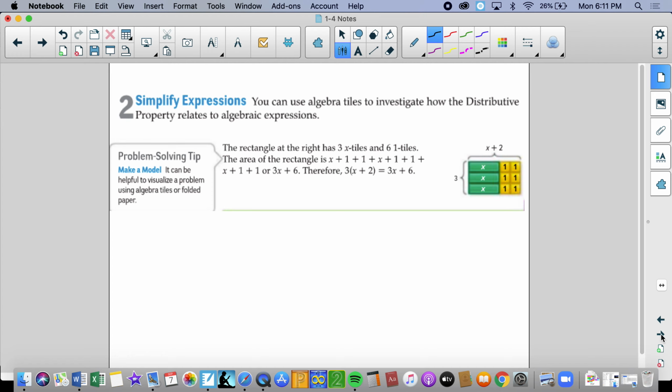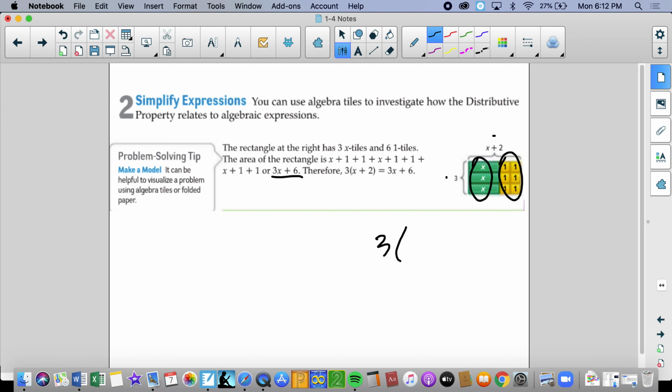Simplify expressions. You can use algebra tiles to investigate how the distributive property relates to algebraic expressions. This is kind of interesting. The rectangle at the right has 3 x tiles and 6 1 tiles. The area of the rectangle is x plus 1 plus 1 plus x plus 1 plus 1 plus x plus 1 plus 1, or 3x, there are 3 x's, plus 6. 3x plus 6.